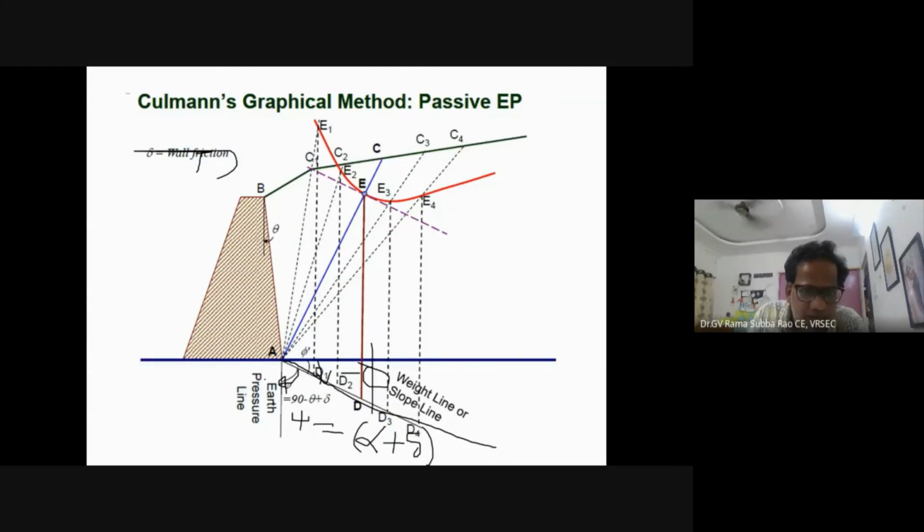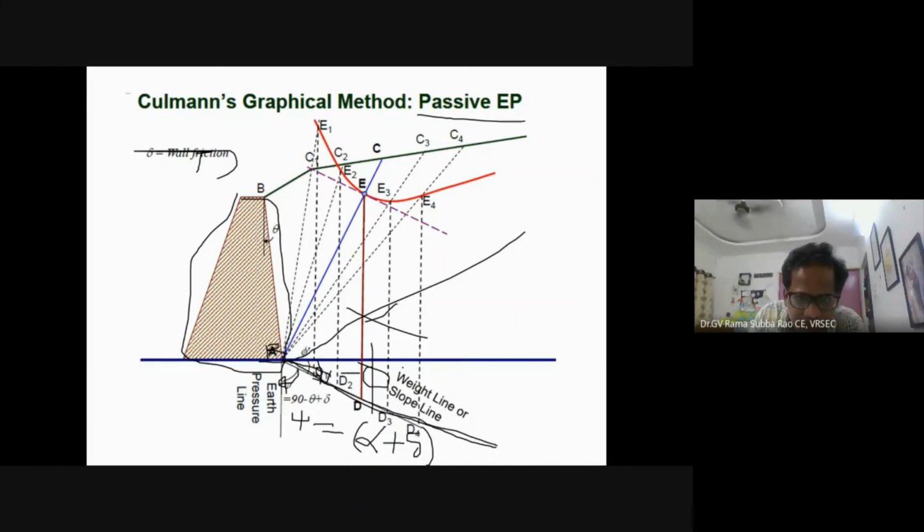I will repeat once again. Now we are discussing passive earth pressure. First you draw the retaining wall to a suitable scale. After drawing the retaining wall, you start at B. This is my B point. At B, we need to draw phi line and psi line. First you draw phi line, but don't draw plus phi line. That is the active case. When you are dealing with the passive case, draw minus phi line. After drawing minus phi line, now draw psi line with an angle alpha plus delta.